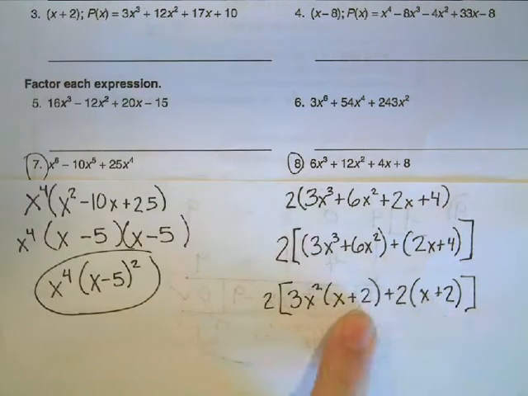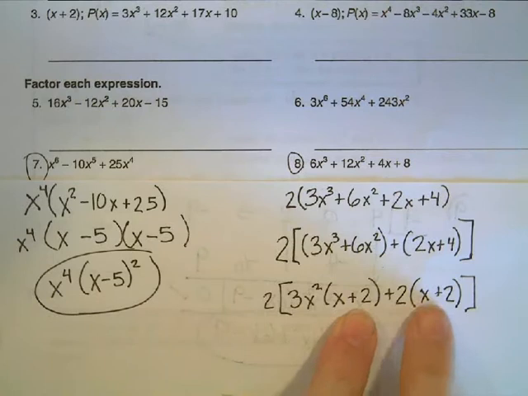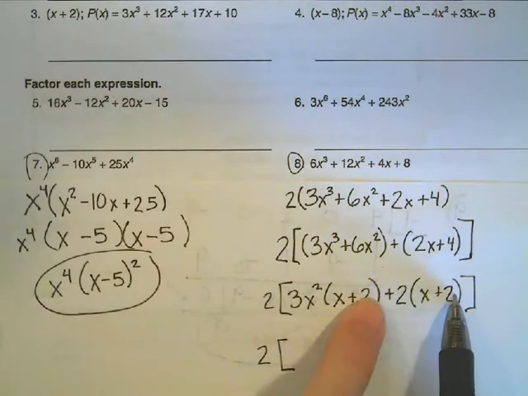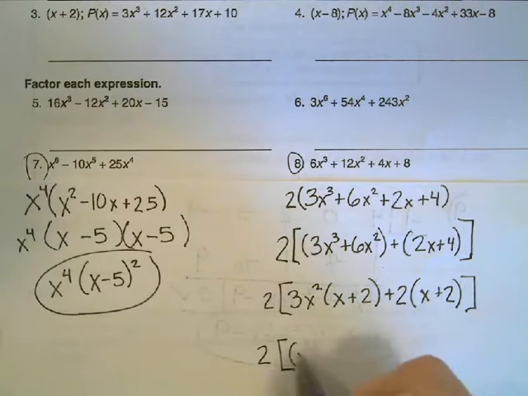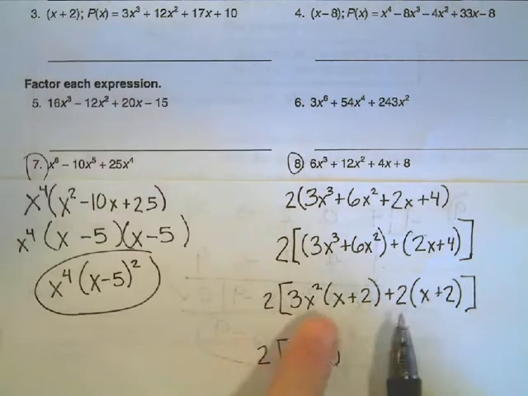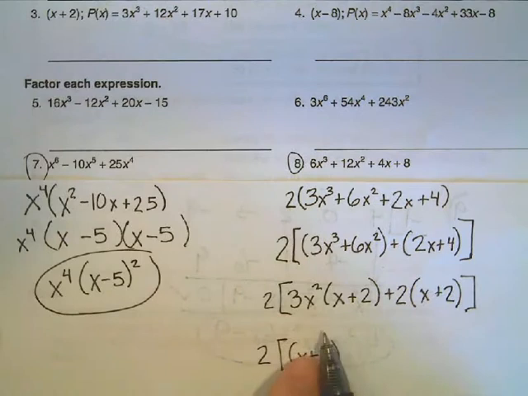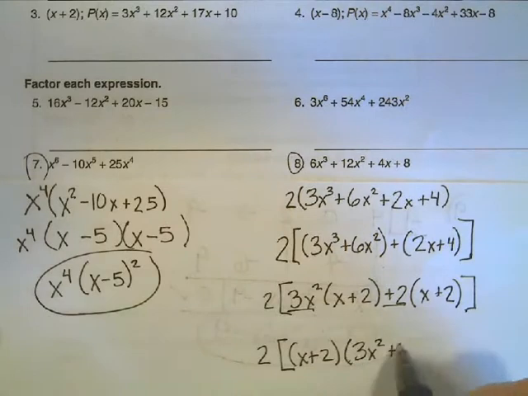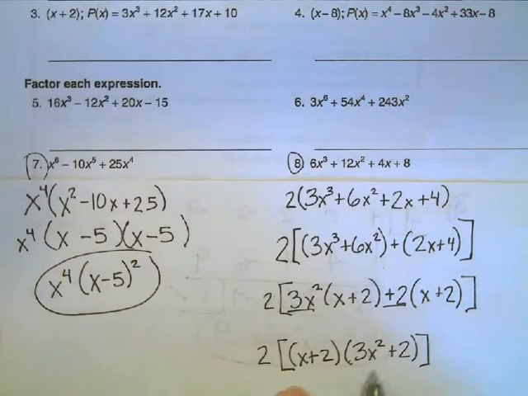Then looking at my second binomial, what is the greatest common factor of 2x and 4? If you guessed 2, you are correct. So when I divide each of these terms by 2, 2x divided by 2 is x, and 4 divided by 2 is 2. So now you should notice that these 2 terms, 3x squared times the quantity x plus 2, and 2 times the quantity x plus 2, they have something in common. They have the factor x plus 2 in common.